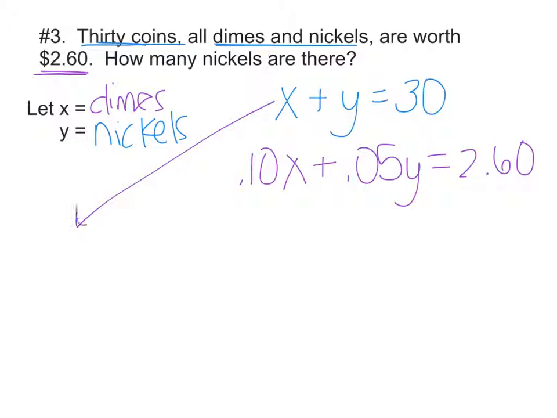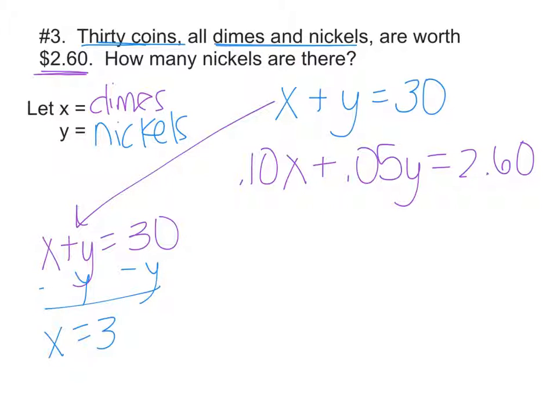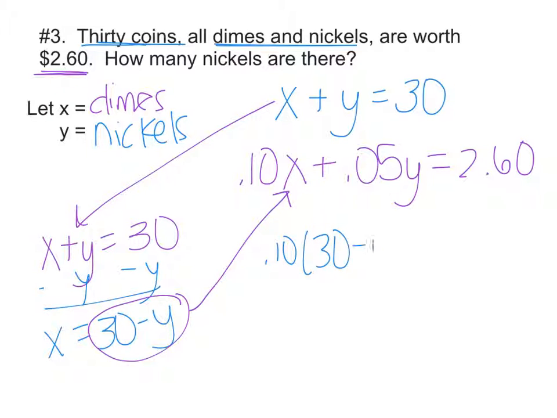So I'm going to take my equation here, x plus y equals 30, and I'm going to solve for x. So I'm going to subtract y from both sides. So minus y. So x is equal to 30 minus y. Now that I got the x alone, I can take 30 minus y and substitute that back in for x. So now my equation is going to be 0.10 times 30 minus y plus our 0.05y equals our $2.60.